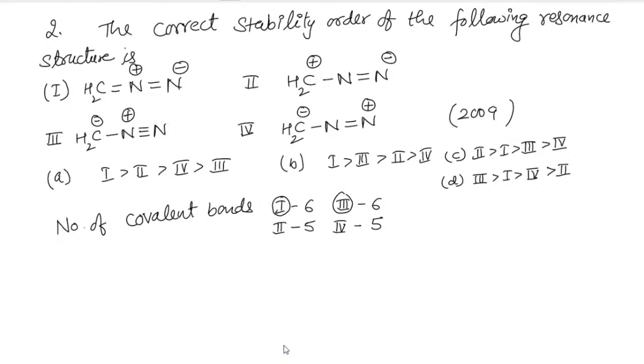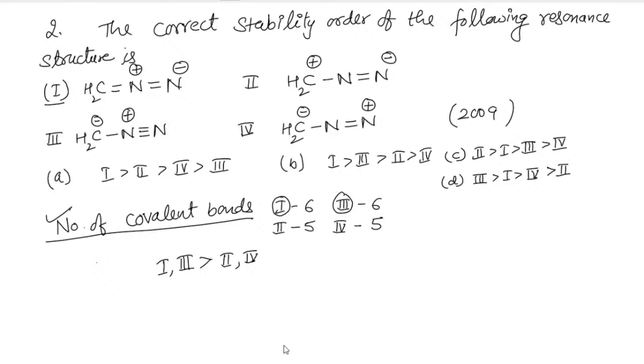So whenever resonating structures are given, first of all, the more the number of covalent bonds, the more stable is the resonating structure. Stability of a resonating structure depends upon the number of covalent bonds. That means first and third are more stable than second and fourth. Now let us compare first and third.